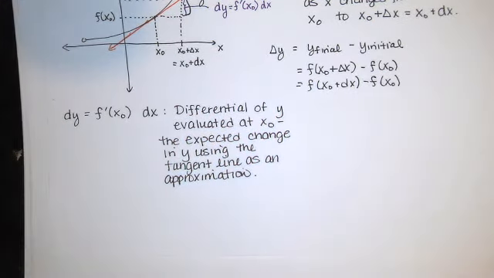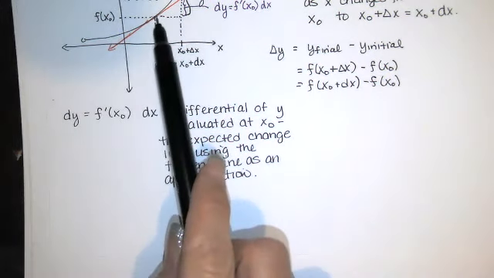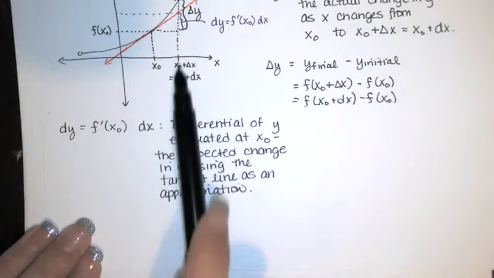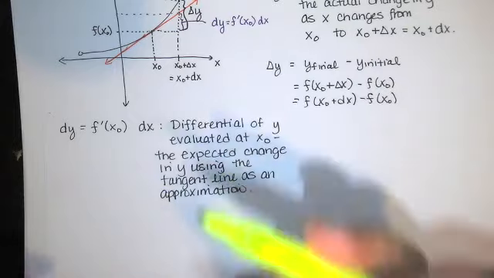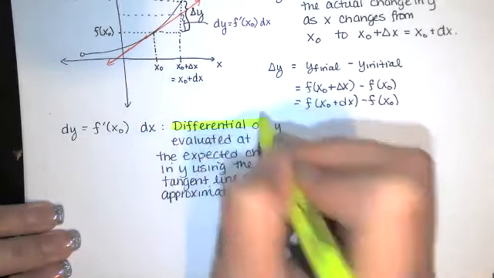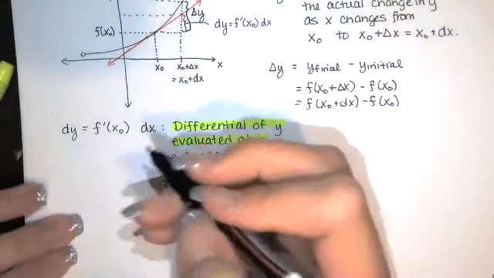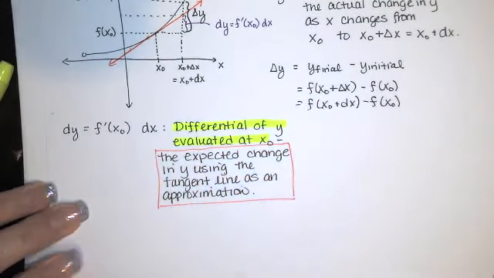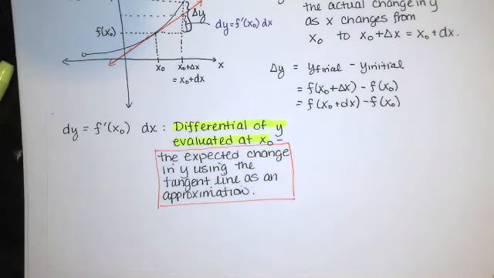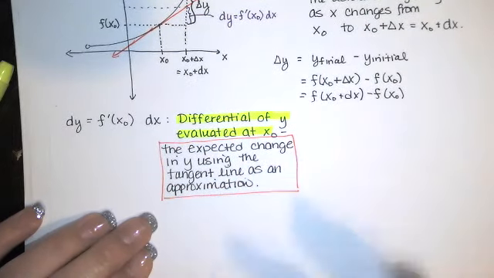So how do I find the expected change in y using the tangent line as an approximation to the function? Well, I compute the differential. It's giving me the slope at that point x naught, and then it's saying, take that slope and multiply by that change in x. That's how much y should change. Very important that you understand what this means. It's the expected change in y using the tangent line as an approximation, assuming that x changes by delta x units.